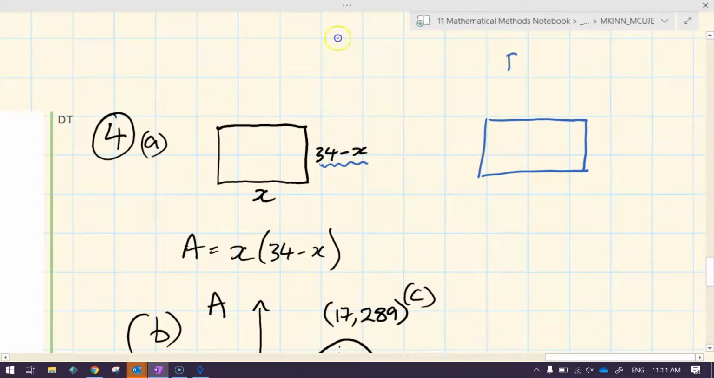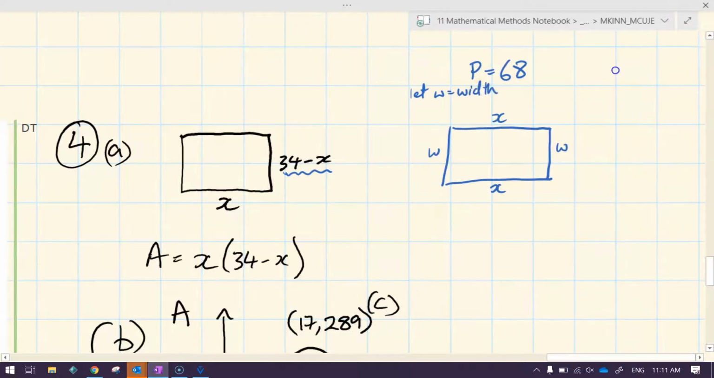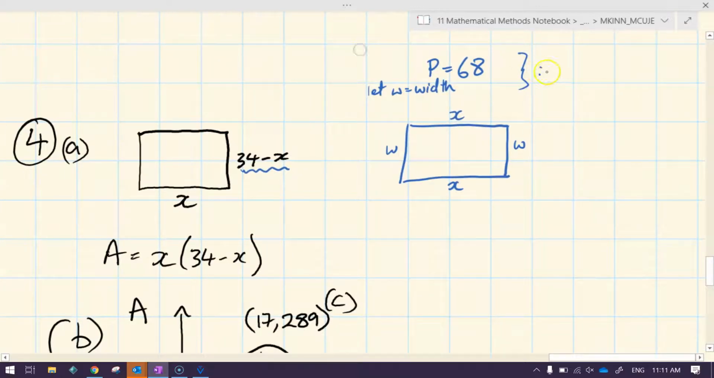They told me that my perimeter was 68. We're all happy with that. And they told me to make sure that I called the length X. Well, let's assume I don't know what the width is. So I'm just going to call it W. So if I was doing it this way, I'd write let W equal the width. Using that information, I could have 68, my perimeter, is made up of 2 times the length plus 2 times the width. I could factorize that 2 out, making sure I'm showing all my working here. Divide by 2, and I've got 34 is equal to X plus W.